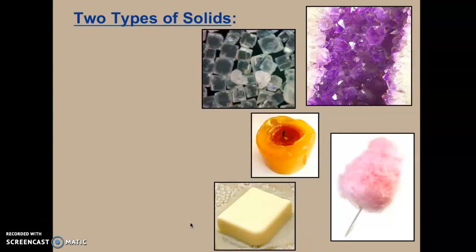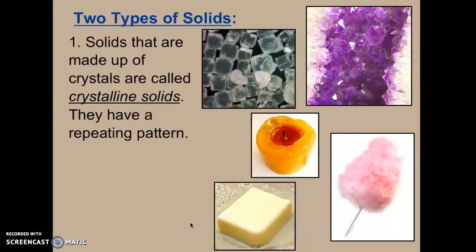There are two types of solids, amorphous and crystalline solids. So our first one to look at is crystalline. Just like the word crystalline has the word crystal in it, a crystalline solid is going to be made of crystals. It is going to have a regular repeating pattern. And there are a couple examples that I have on this slide for you. So this first one is salt. Salt crystals, sodium chloride, are kind of cube shaped. So that is your first example.